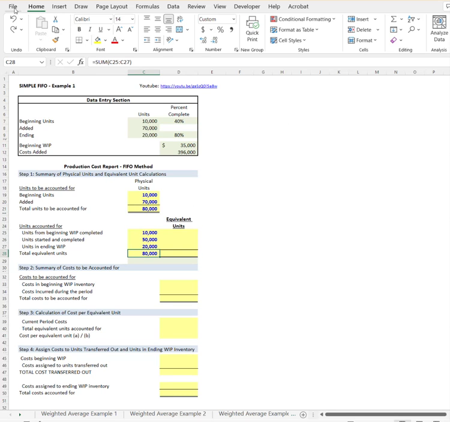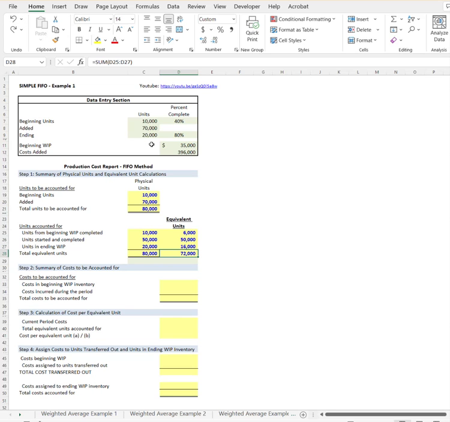Now we need to do our equivalent unit calculation. Our beginning work in process, we're told, is 40% complete. So we're going to do the remaining 60% of the work in the current period. So we'll take that 10,000 units and multiply it by 60% and get 6,000 equivalent units. Any units that we started and completed, we did 100% of the work. And ending work in process, we're told, is 80% complete. So 80% times the 20,000 is 16,000 equivalent units. So in total, this period, we've done 72,000 equivalent units of work.